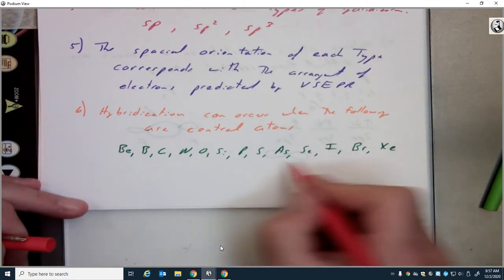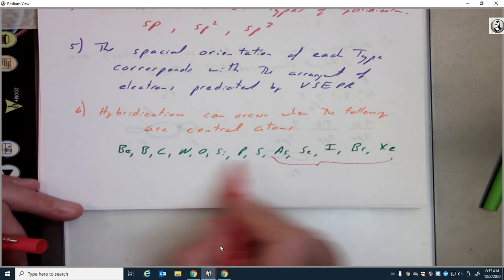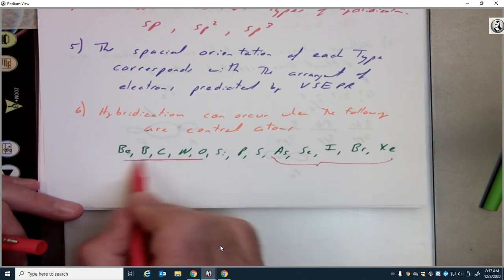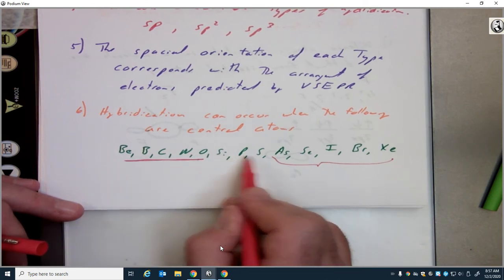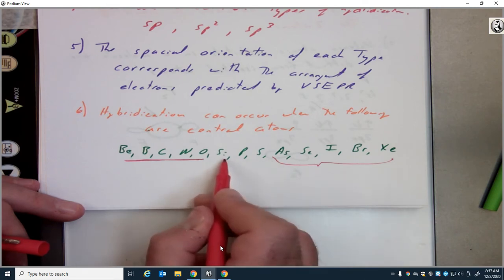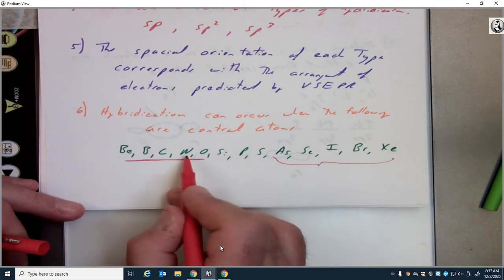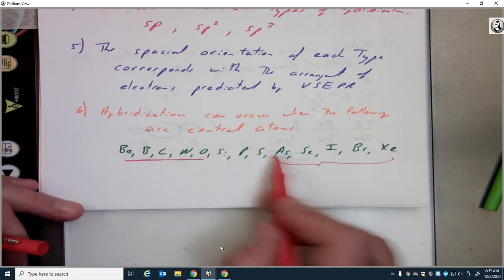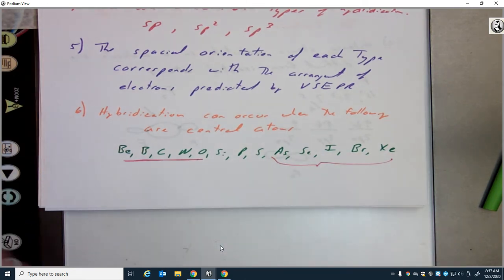In reality, we probably won't ever see some of these. We're going to focus mostly on these guys. Remember, silicon acts like carbon, phosphorus acts like nitrogen, sulfur acts like oxygen. So once we know these, we know those ones. And the rest we probably really won't see much of. So that's what we're going to focus on.